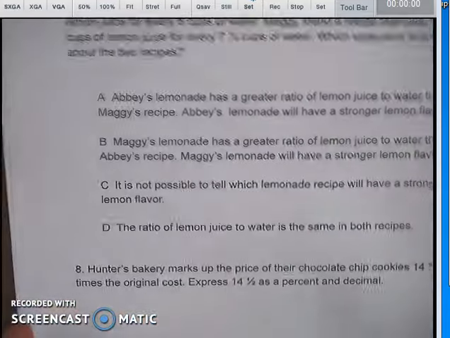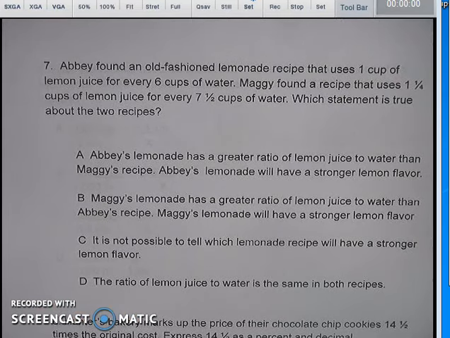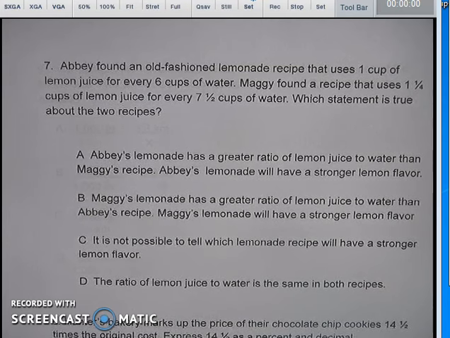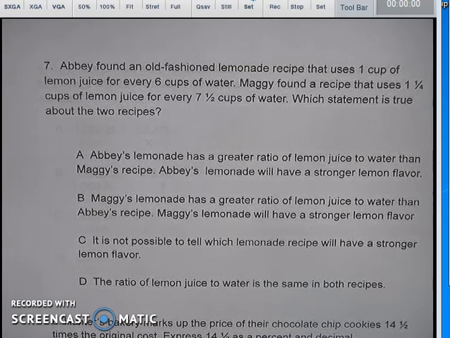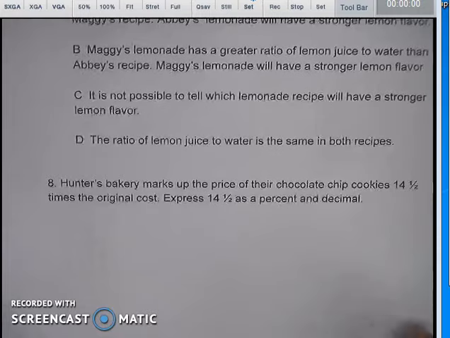Number 7, Abby found an old-fashioned lemonade recipe that uses 1 cup of lemon juice for every 6 cups of water. Maggie found a recipe that uses 1 1/4 cups of lemon juice for every 7.5 cups of water. Which statement is true about the 2 recipes? This problem is a whole bunch of work, and I don't have much room, so I'm going to skip 7, do 8, and then come back up to 7.